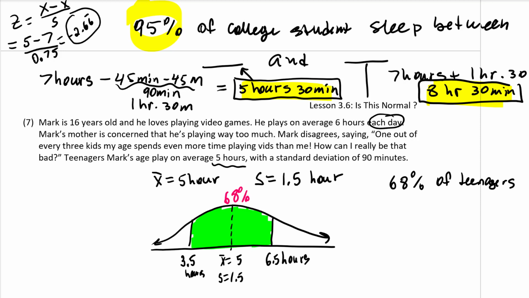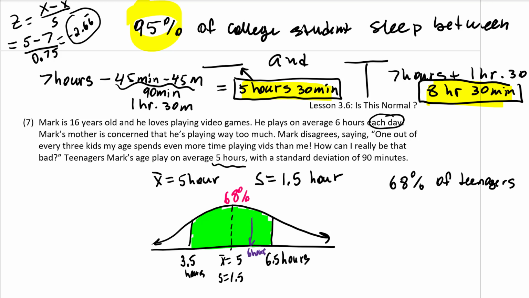Now, where does Mark fall? So he plays 6 hours. So 6 hours falls right here. So he is within a green zone. So he is actually telling the truth. Now, can we make this a little bit more precise? Like he says that 1 out of every 3 kids his age spend even more time playing.